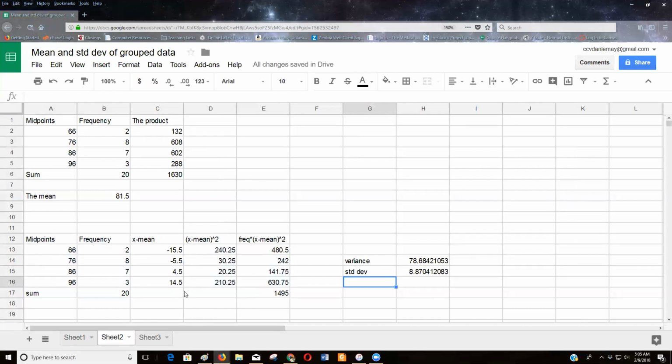Okay, so hopefully that helps you build some understanding about what's going on with the standard deviation and with these group data tables. And that hopefully will help you in the future when we look at probability distributions.